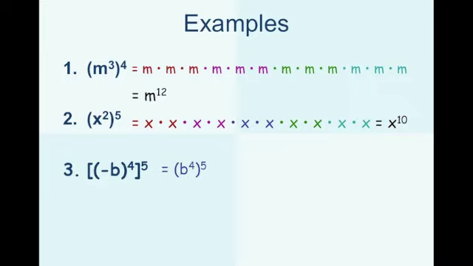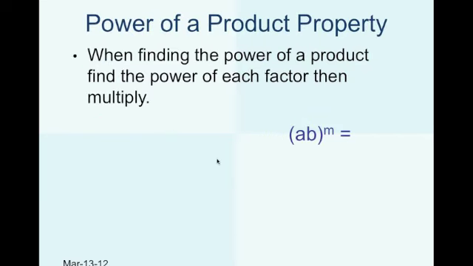B to the fourth to the fifth is b to the fourth five times, which is b to the 4 times 5, or b to the 20th power. So you can either write them out, or you can just multiply the exponents.